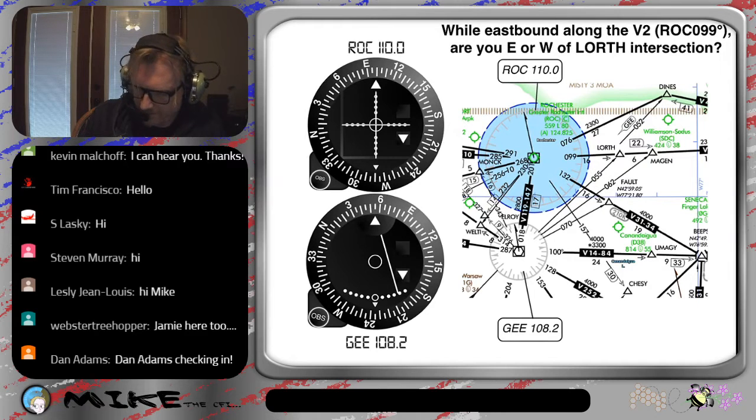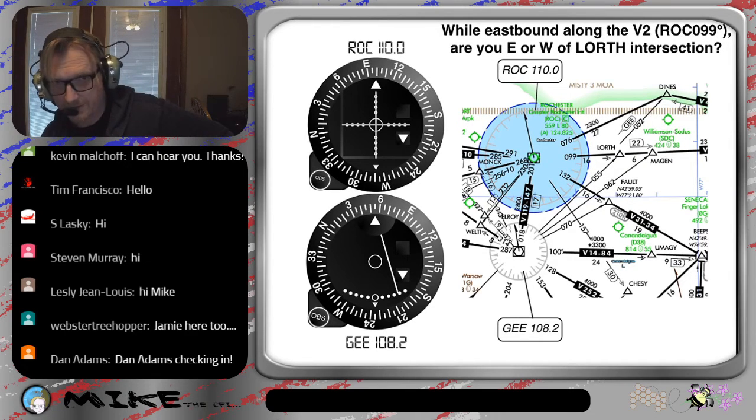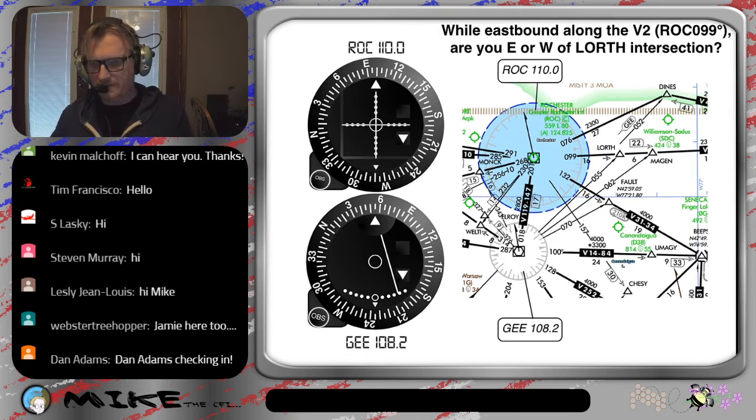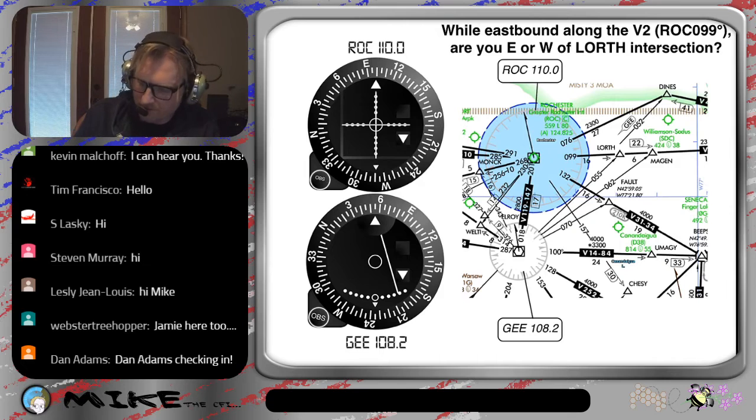So as I talk through this stuff, hopefully you're trying to doodle it out on your own scratch paper, trying to come up with an answer, and hopefully you're staying well ahead of me. We'll see how that goes. So we're going to see here the scenario that we are eastbound along the Victor 2, the Rochester 099. And it wants to know, are we east or west of Lorth intersection?